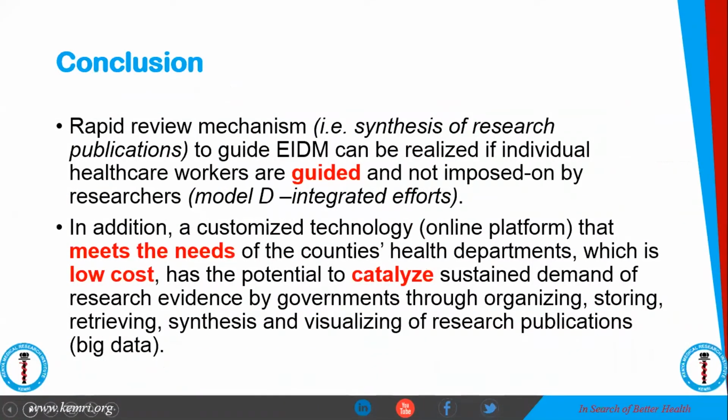Thank you very much. So in conclusion, I would like to say that rapid review mechanisms, that is synthesis of research publications to guide evidence-informed decision-making, can be realized if individual health workers are guided and not imposed on by the researcher. This is the model D, the integrated effort. And in addition, a customized technology, like an online platform that meets the needs of the county's health department, which is of low cost and has potential to catalyze sustained demand of research evidence by government through organizing, storing, retrieving, synthesizing, and visualizing of research publications. In a nutshell, this is knowledge translation and knowledge management.